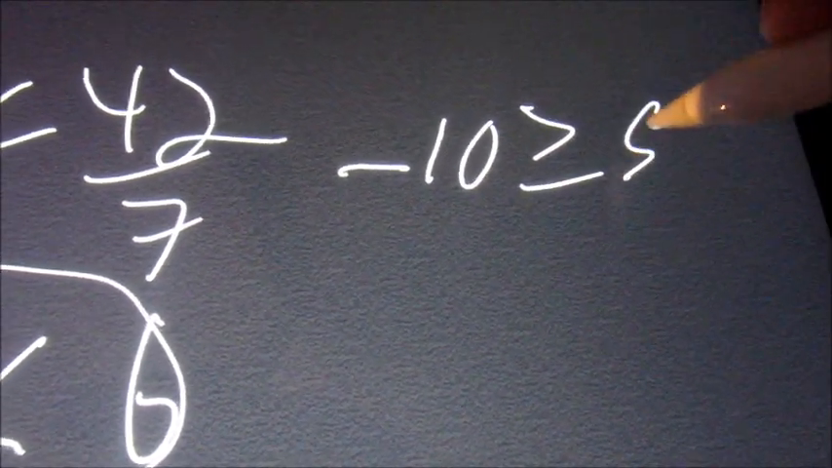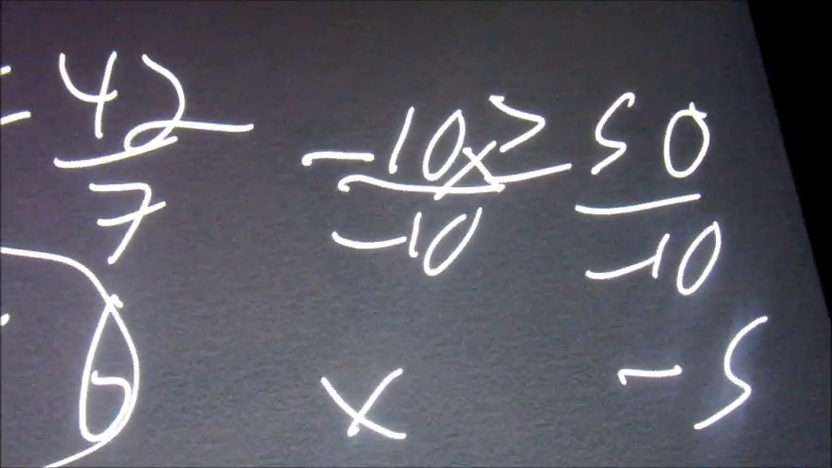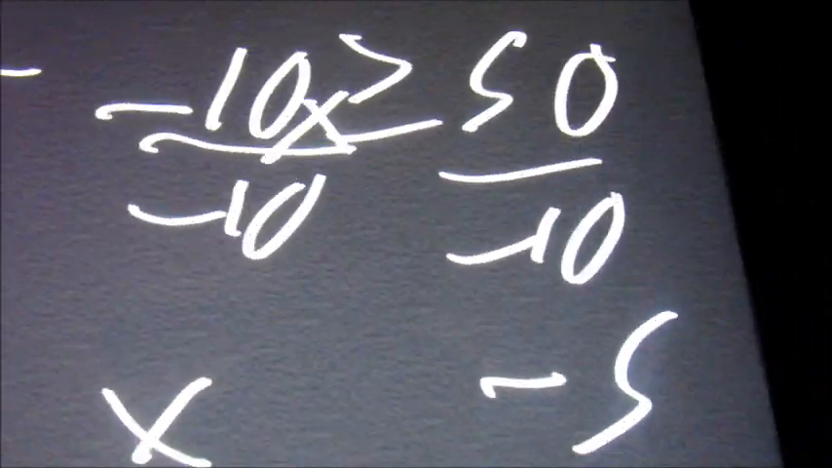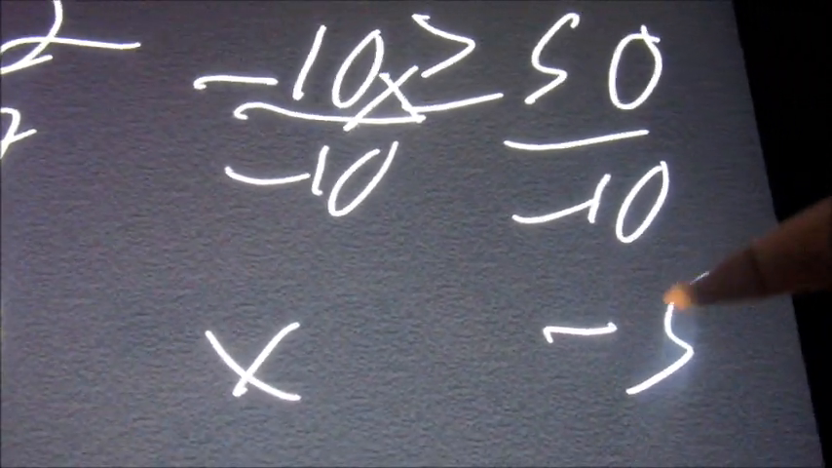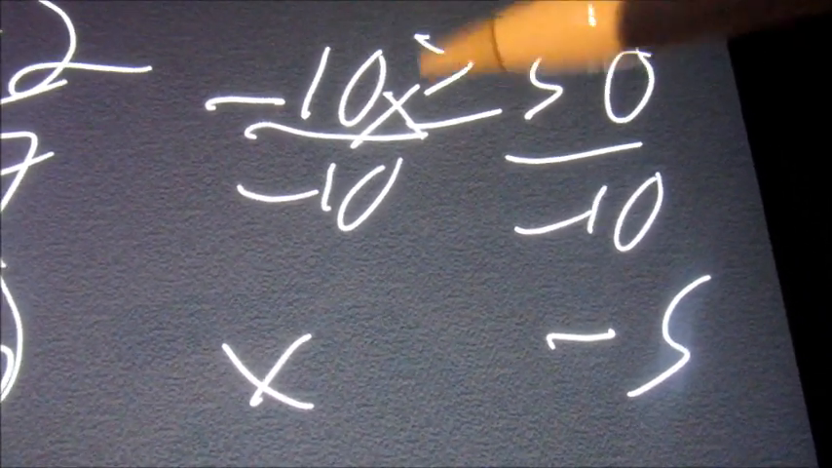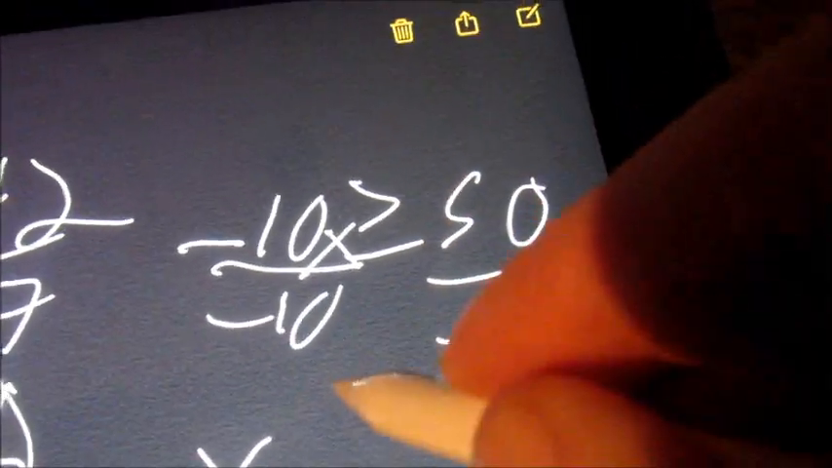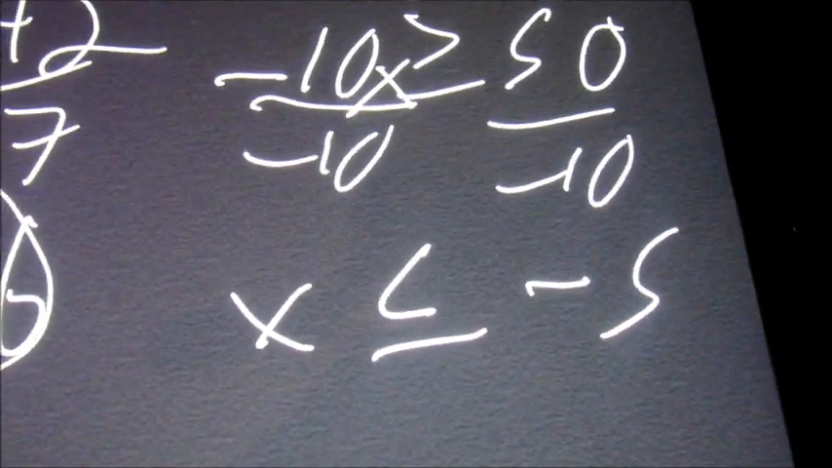Let's say that we have negative 10x greater than or equal to 50. So I'll divide both sides by a negative 10. We still have x on this side. Now we have a negative 5 on this side. Now let's say I don't remember whether I need to change the sign or not. So what I'm going to do is a number that is bigger than negative 5 that's easy to multiply is 0. So I'm going to say negative 10 times 0 is 0. 0, though, is less than 50. So I need to change the sign.